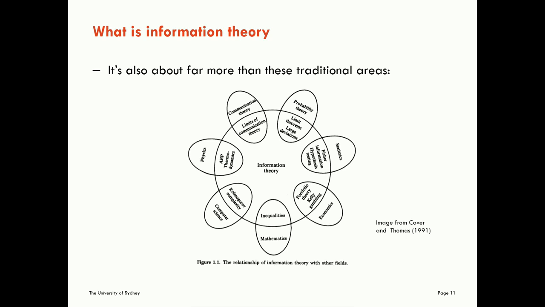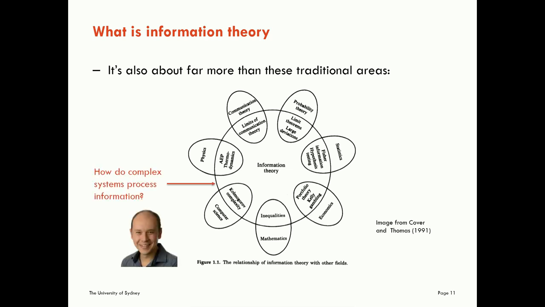Yet information theory is about far more than these traditional answers. We can see that in this picture here from Cover and Thomas, where we can see how information theory is used to answer questions in physics, in mathematics, in economics, statistics, as well as the traditional area of communication theory. Now, my research area, how complex systems process information, which is obviously strongly related to the topic of this course, kind of fits in here somewhere between physics and computer science, or you can think about it as not between but across both.